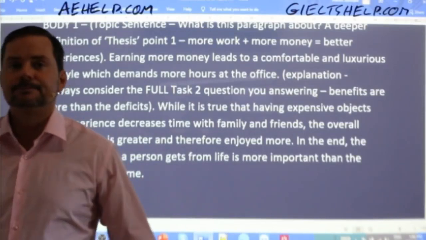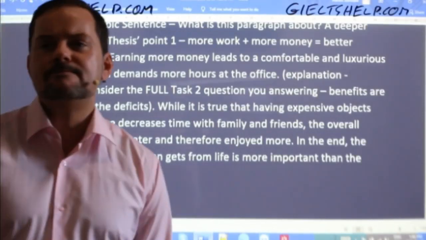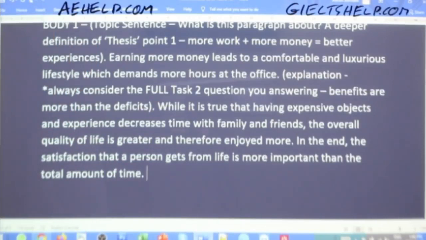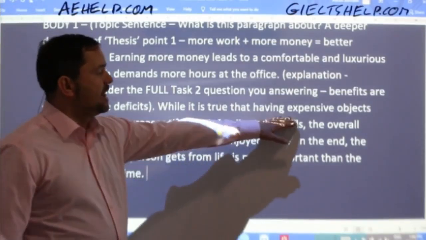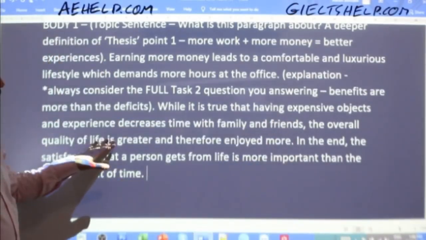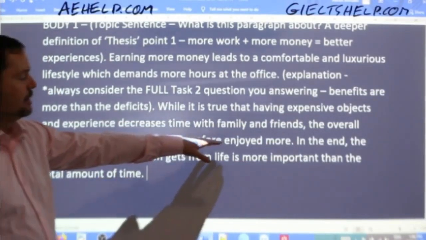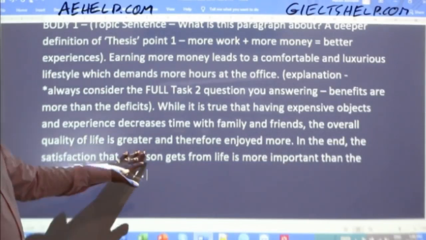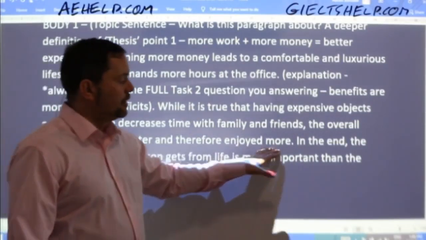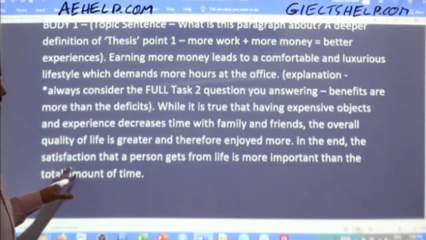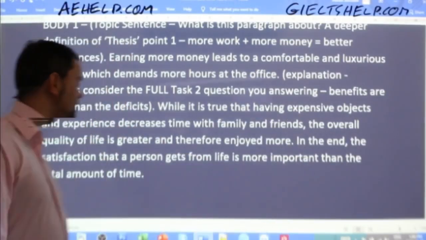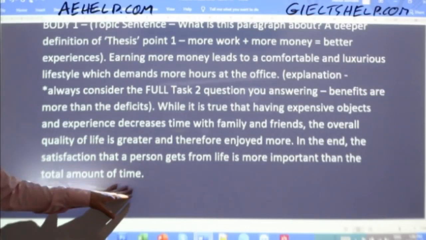All right. So that's my explanation. While it is true that having expensive objects and experiences decreases time with family and friends, the overall quality of life is greater and therefore enjoyed more. In the end, the satisfaction a person gets from life is more important than the total amount of time.